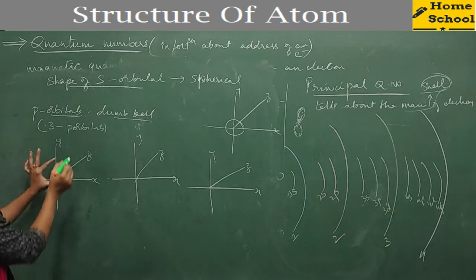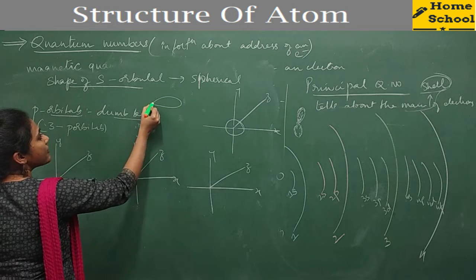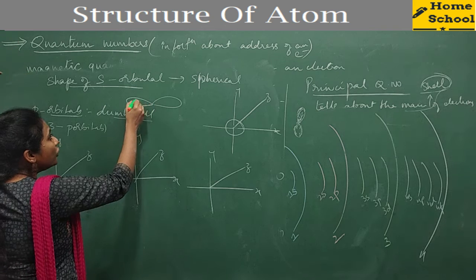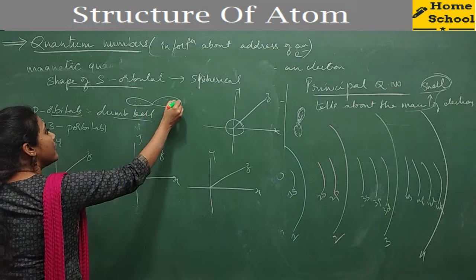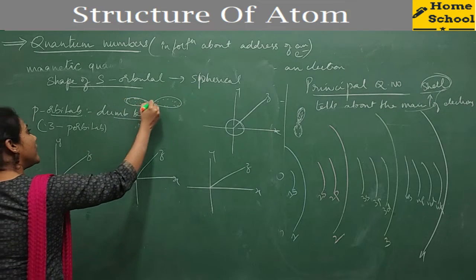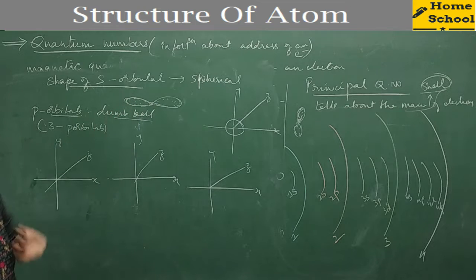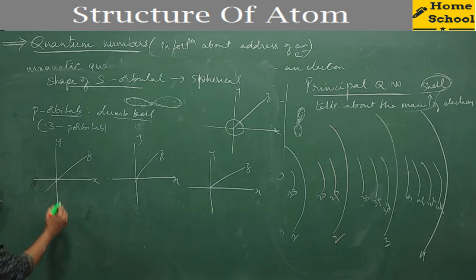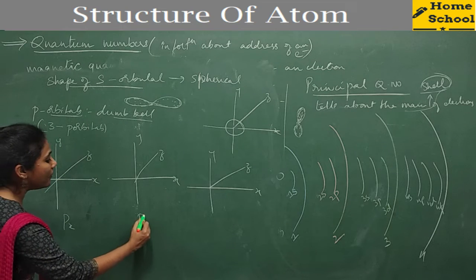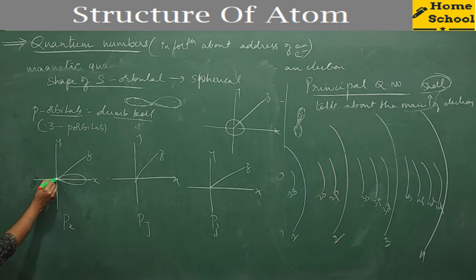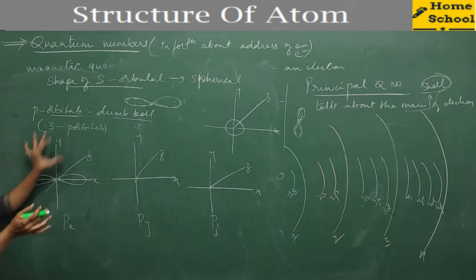Dumbbell shape in the sense what? Something like this. This is what we call dumbbell shape. That means for a p orbital, the electron would move in this fashion. So for that pattern we have given a shape and it became a dumbbell. There are 3 p orbitals, right? We call them px orbital, py orbital and pz orbital. In the px orbital, the dumbbell is located exactly on the x-axis. This is the orientation of this p orbital.